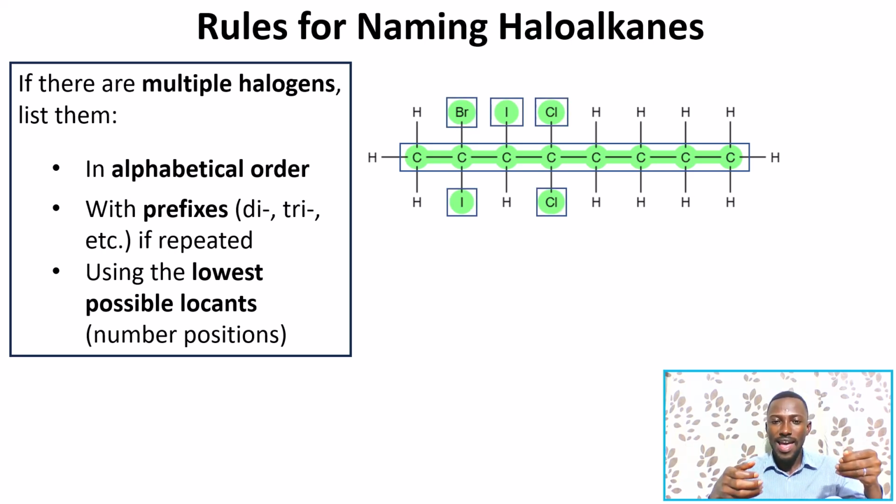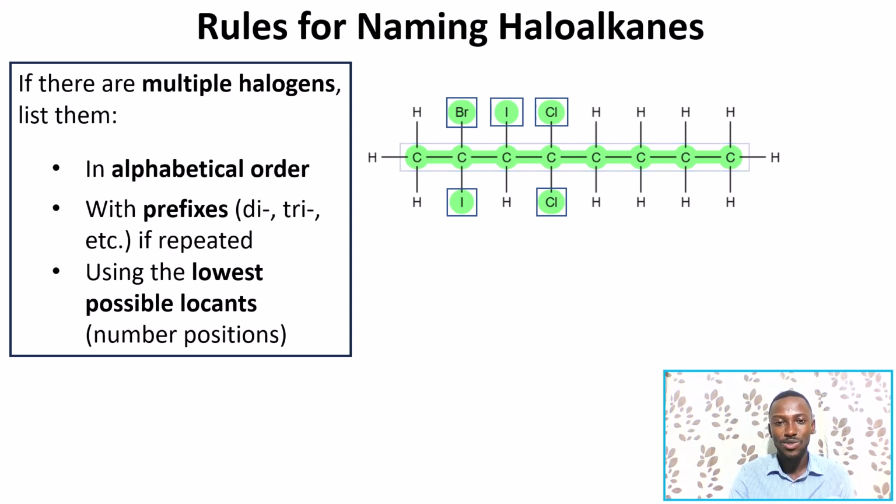Now, any halogen attached to the main chain becomes a substituent. And what are the halogens we have? We have Br, I, Cl, I, and another Cl. All of these are halogens. And we have more than one halogen, so we have multiple halogens.